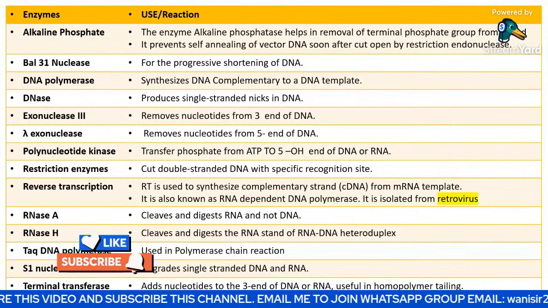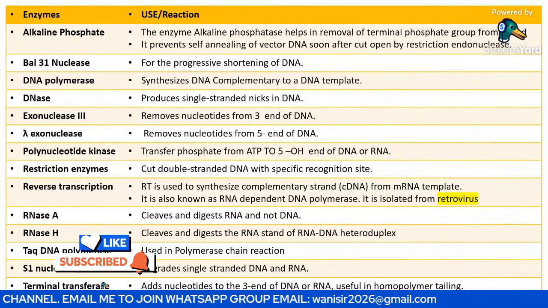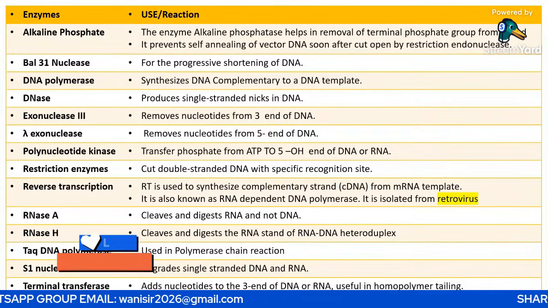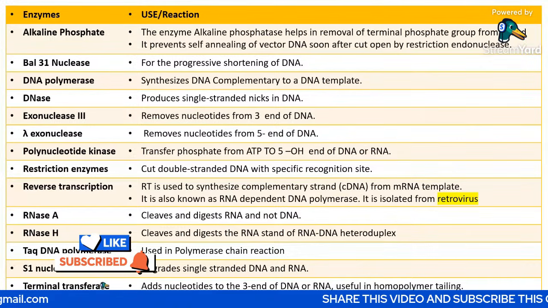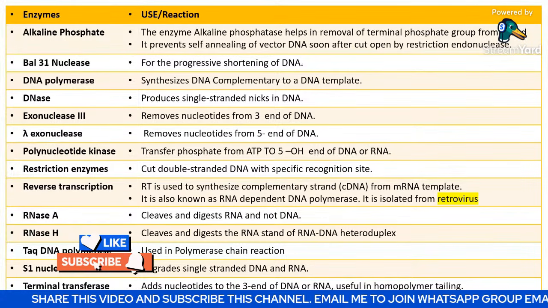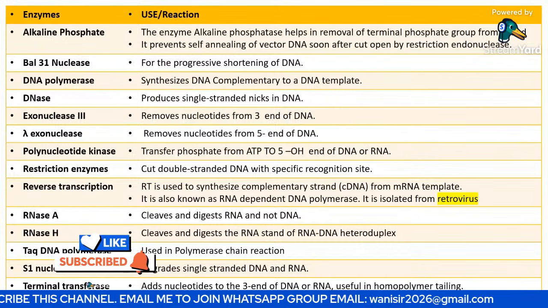Now, RNase H cleaves and digests the RNA strand of an RNA and DNA heteroduplex. If there is a heteroduplex, that is RNA and DNA joined together, they form a duplex. At that time RNase H is used, mostly when there is reverse transcription. Now we have to remove this RNA from that DNA, and RNase H is used. Taq DNA polymerase is used in polymerase chain reaction. S1 nuclease degrades single-stranded DNA and RNA.